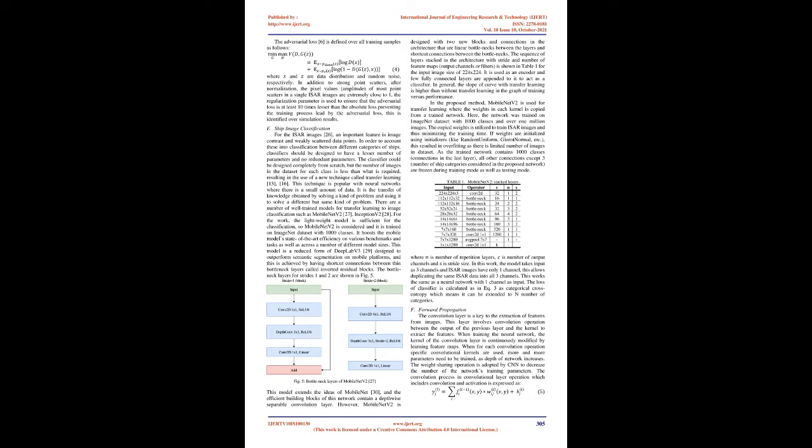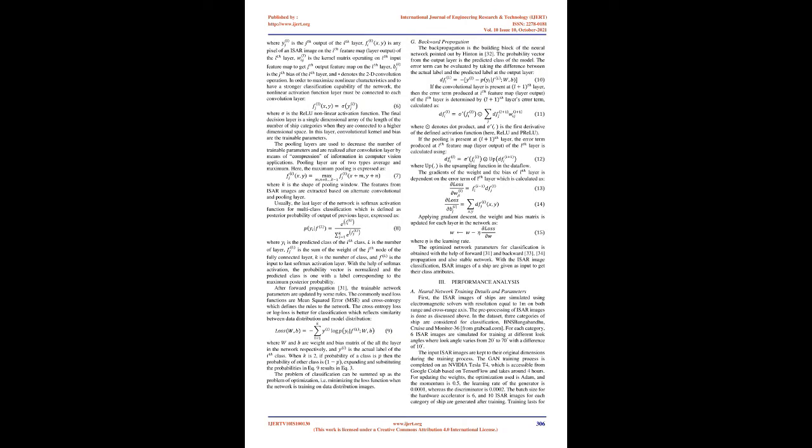It is the transfer of knowledge obtained by solving a kind of problem and using it to solve a different but same kind of problem. There are a number of well-trained models for transfer learning to image classification, such as MobileNet v2 [27], Inception v2 [28]. For the work, the lightweight model is sufficient for the classification, so MobileNet v2 is considered, and it is trained on the ImageNet dataset with 1000 classes.